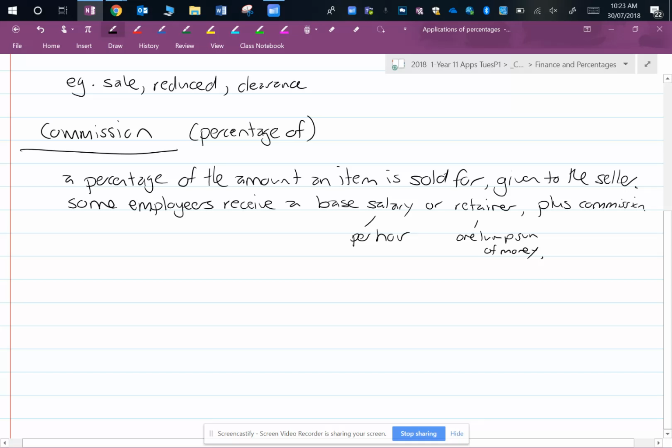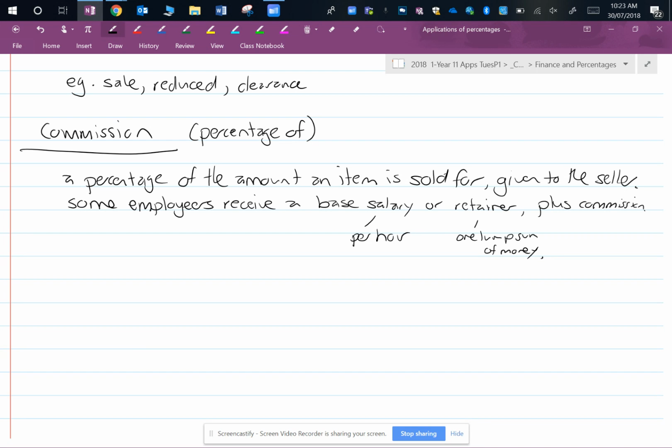In terms of this, a base salary is something you can work out. We'll talk about wages and things later on, but for now it's just an amount per hour, per year, something along those lines, whatever you get. But then you get plus commission.